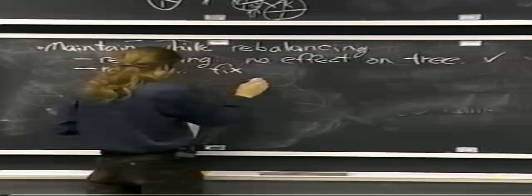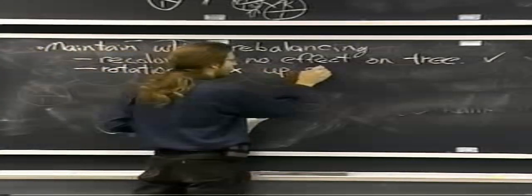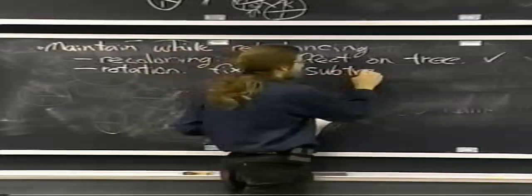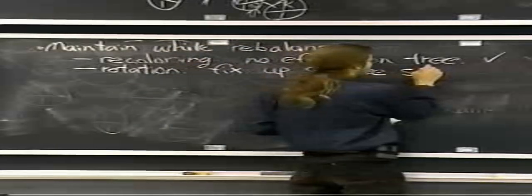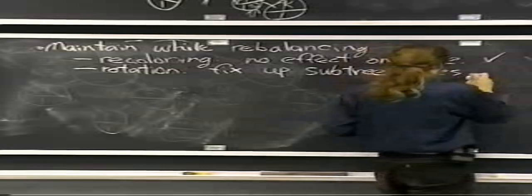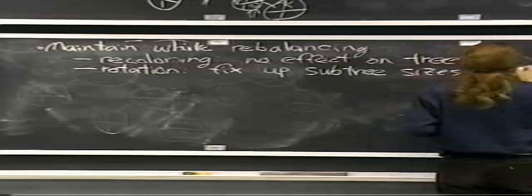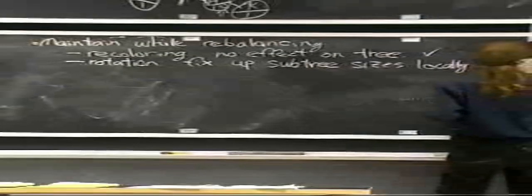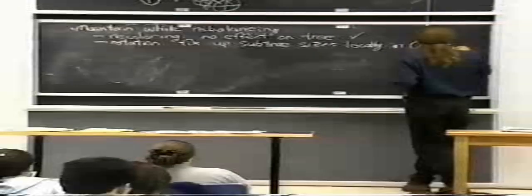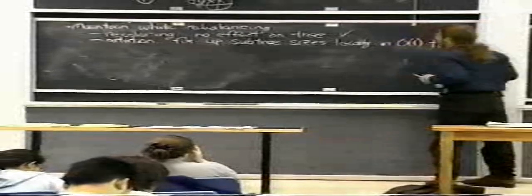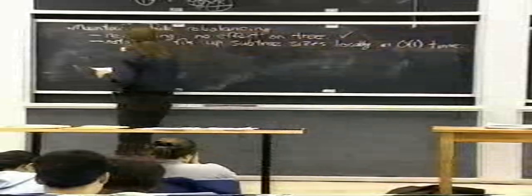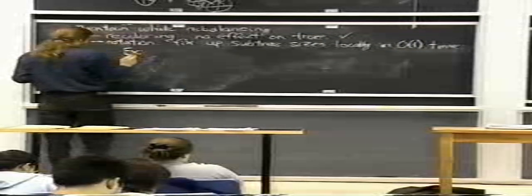So the key thing about what I'm going to do is that it's local. I can fix up these subtree sizes locally in constant time. This is where we win. This is cool. So let's say we're doing some rotation.